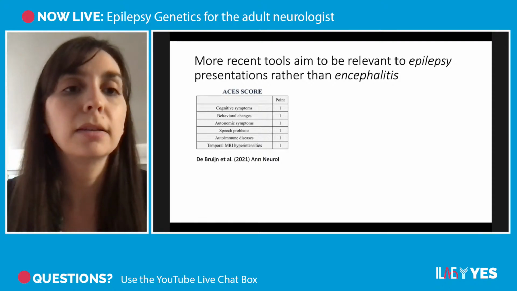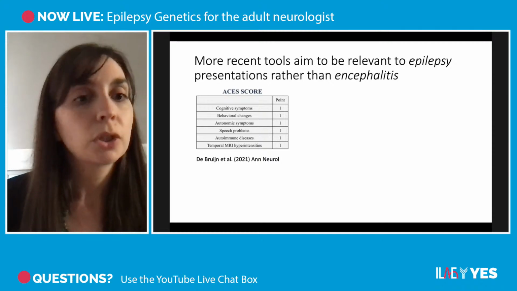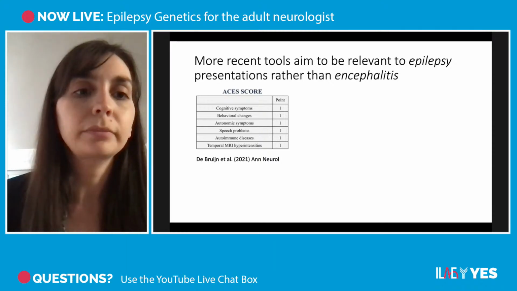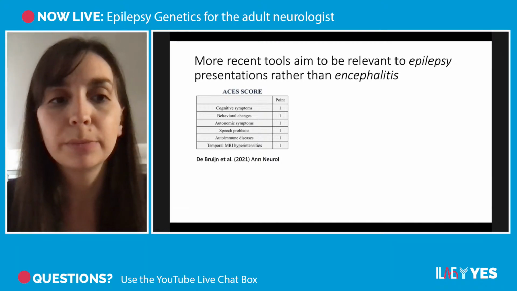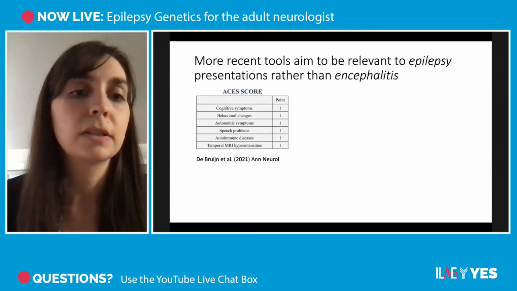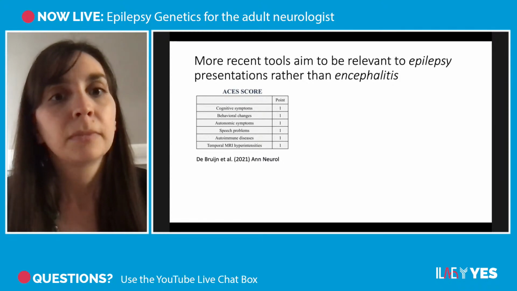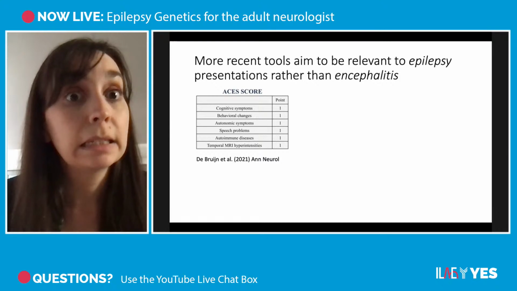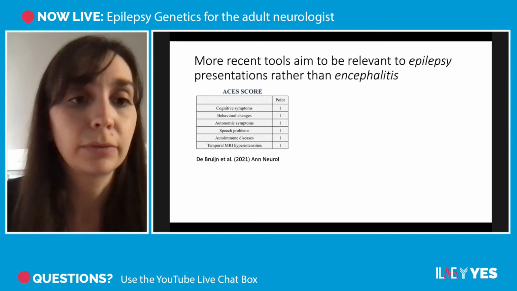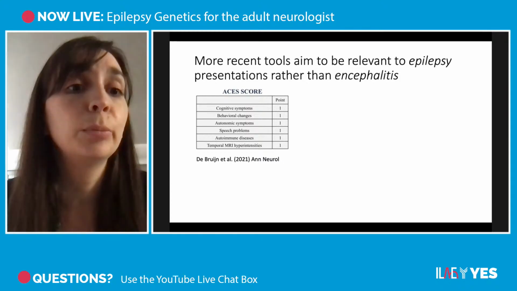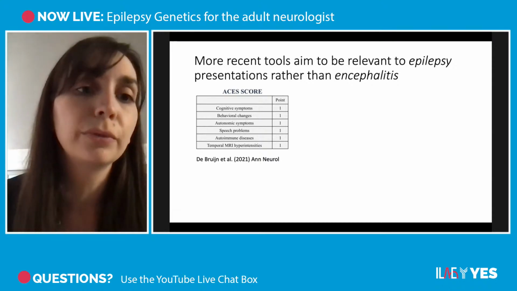It stands for the Antibodies Contributing to Epilepsy and Seizures tool. And it was developed by the Dutch group, Martin Tilleier's group. And you can see the features here: cognitive symptoms, behavioral changes, dysautonomia, speech problems, a personal history of systemic autoimmune disease, and lastly, temporal MRI hyperintensities. This score was developed explicitly in a cohort that was excluded from having a clinical diagnosis of encephalitis, but what one can't help but notice is that these are still features of encephalitis. They're likely just a mild form of encephalitis.